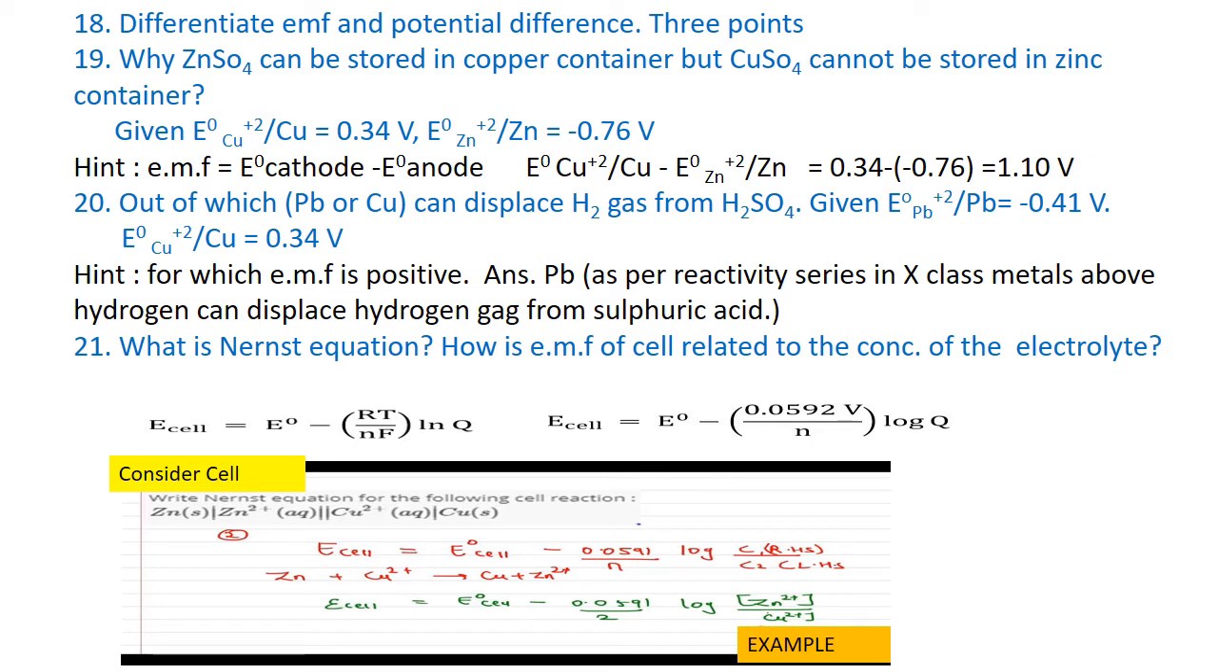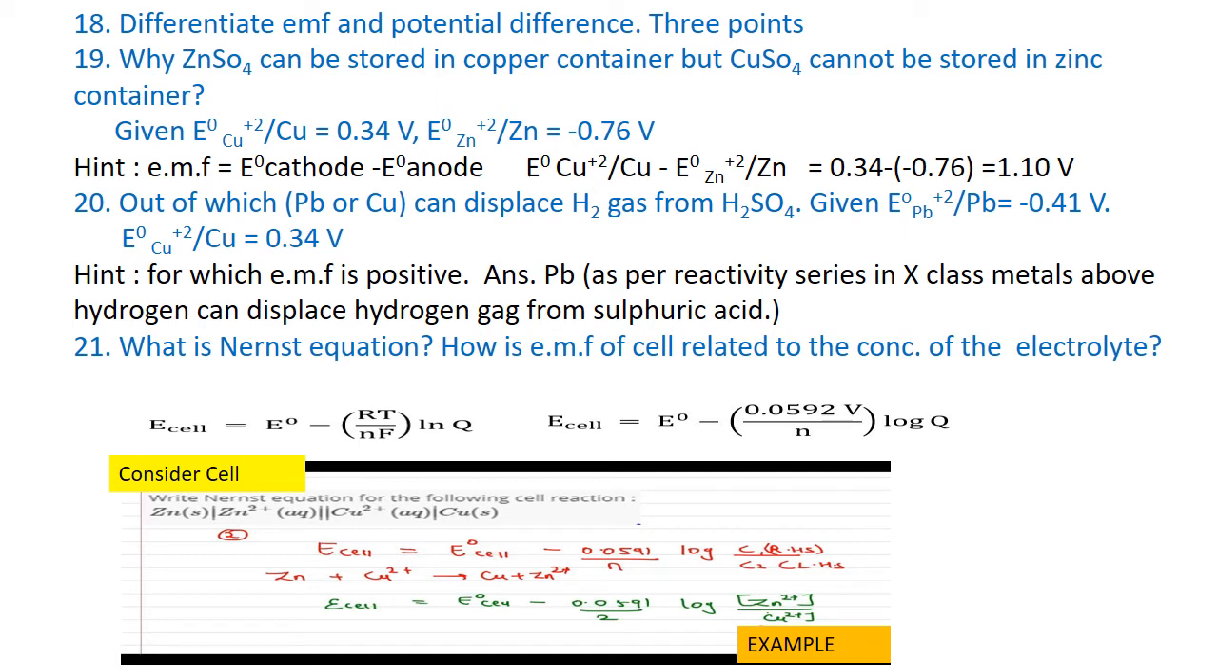given as E cell, means EMF at any concentration, is equal to E naught, means standard EMF of the cell, minus RT over nF log natural Q, and maybe E naught minus 0.0592 volt upon n log Q. Log Q means concentration of products divided by concentration of reactants.